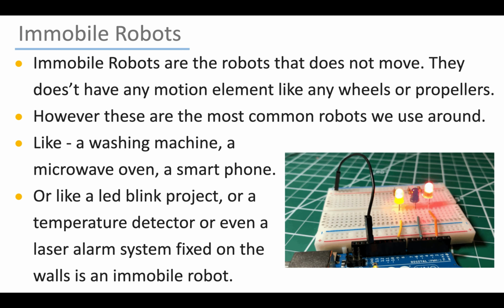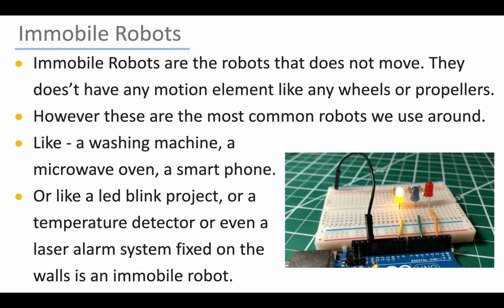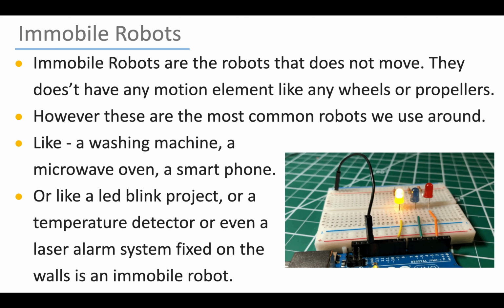However, these are the most common robots we use around us, like a washing machine, a microwave oven, a smartphone. And if we talk about Arduino projects, then we have an LED blink project, or a temperature detector, or even a laser alarm system fixed on the walls, which is an immobile robot.